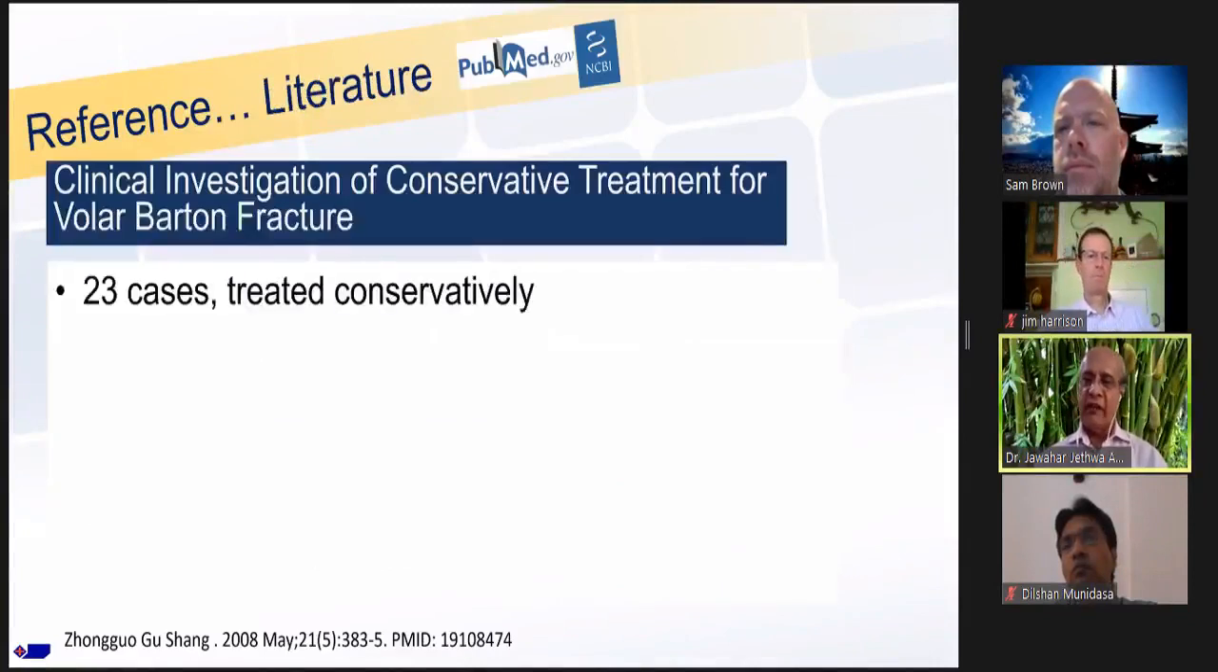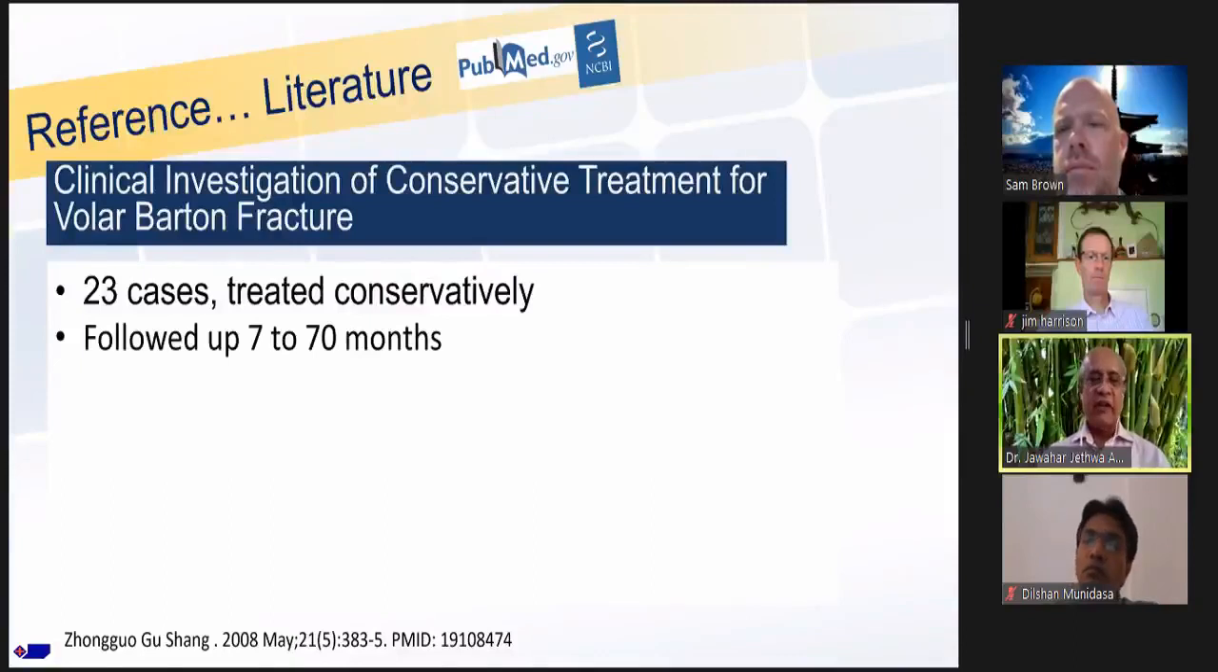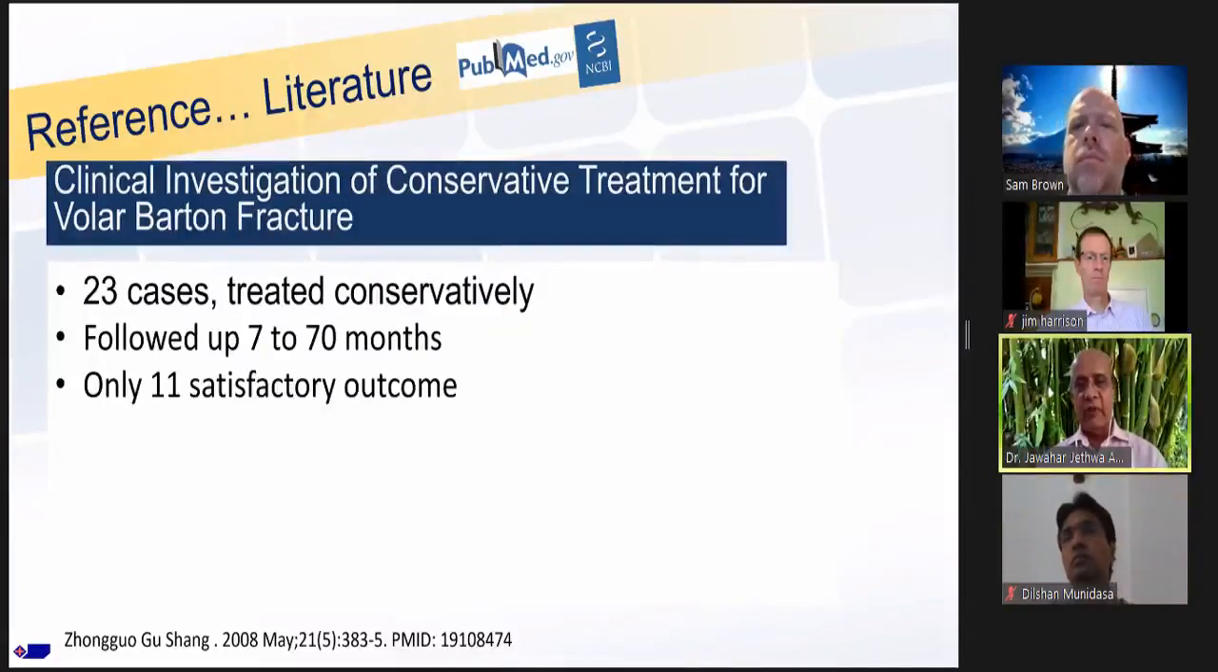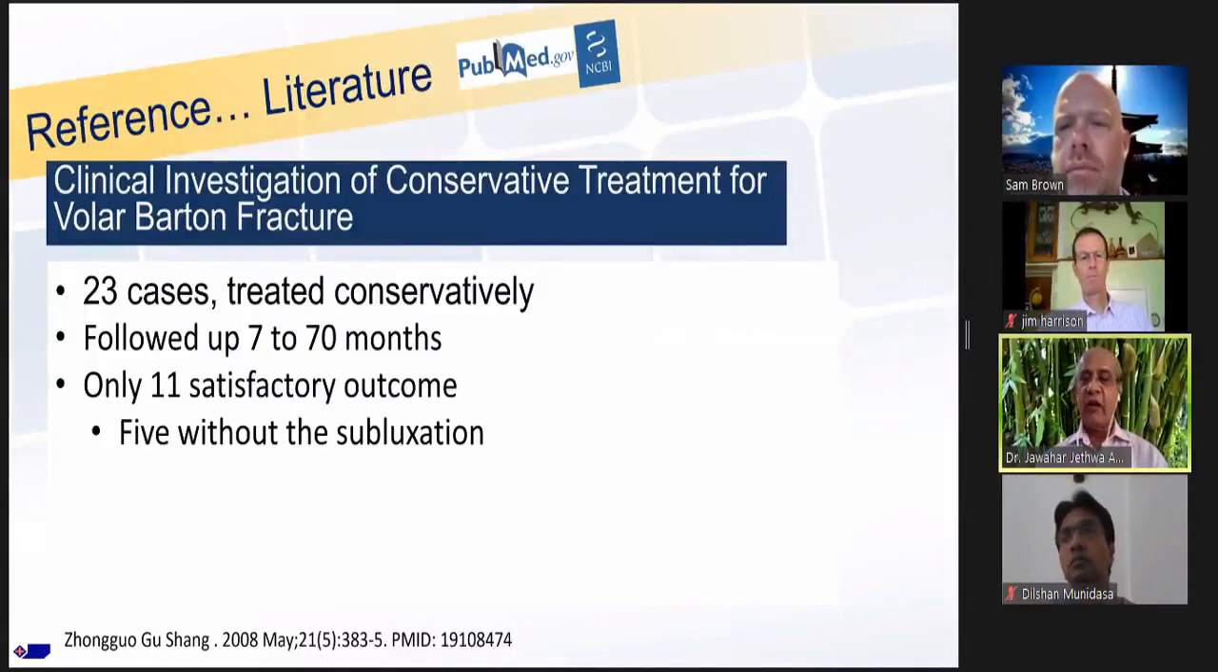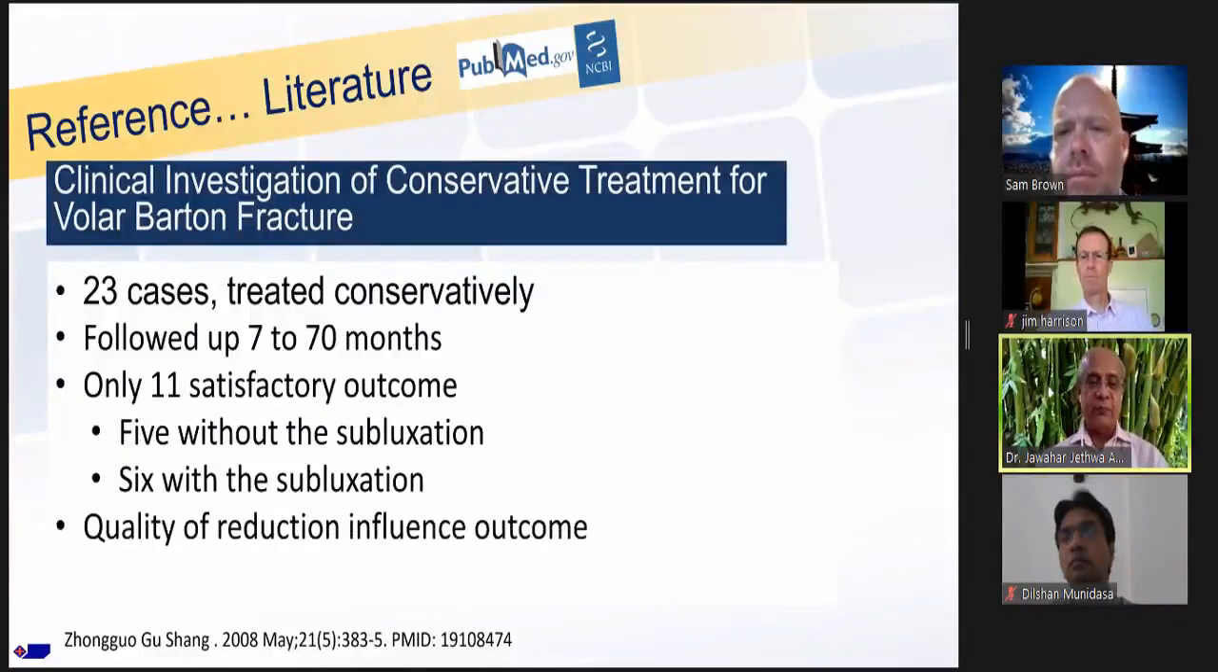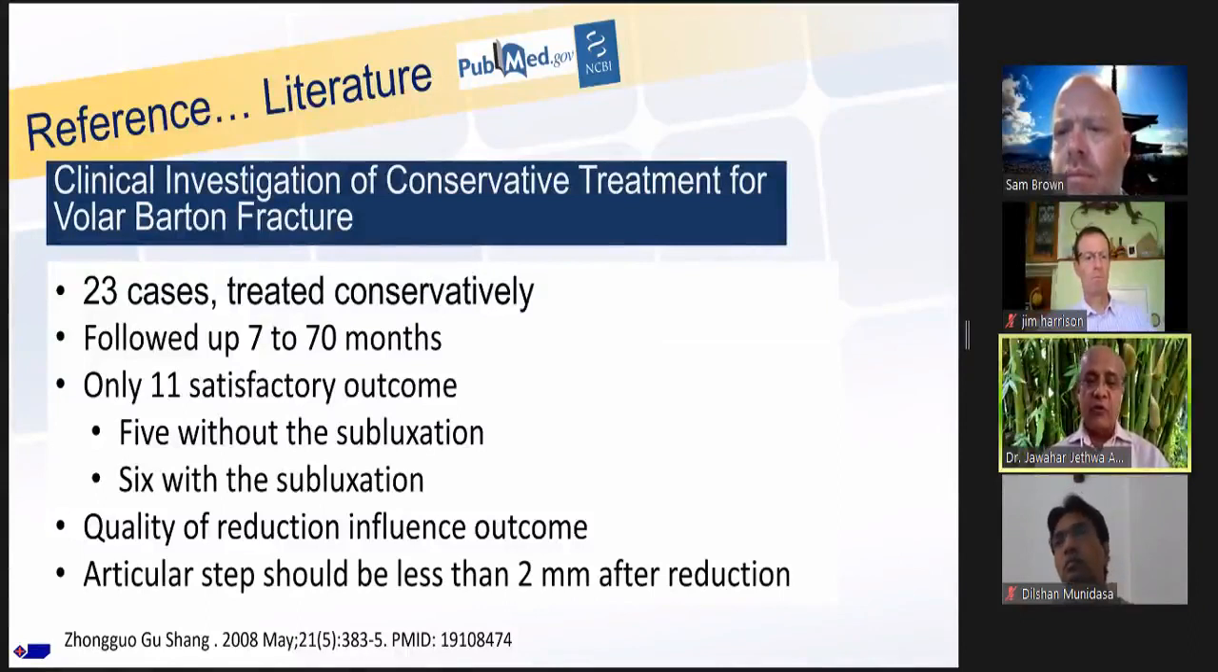And I found from the literature a study of 23 cases where they were treated without operation, and they were followed up to 70 months. Only 11 were having a satisfactory outcome. Out of 11, 5 were without subluxation, but 6 were with subluxation, and there also they got a satisfactory outcome. So the paper says quality of reduction influences outcome a lot, and articular steps should be less than 2 mm after reduction. Now these are some of the things.